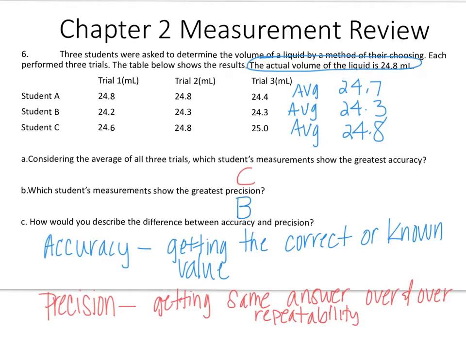And then part C wants to know if you know the difference between precision and accuracy. And I'm going to tell you that this is one of the things that kids mix up a lot on the test. So make sure you understand the difference in the 2 definitions.